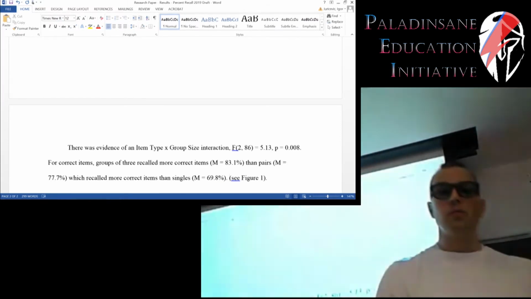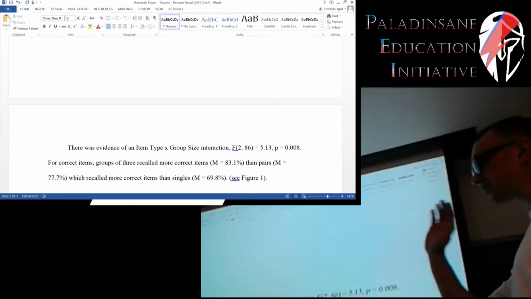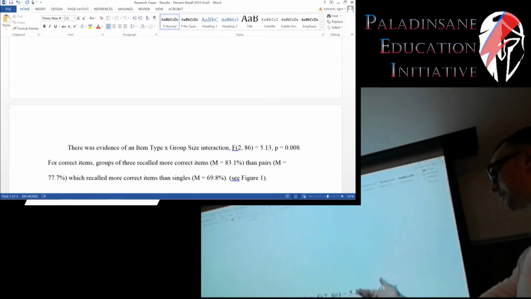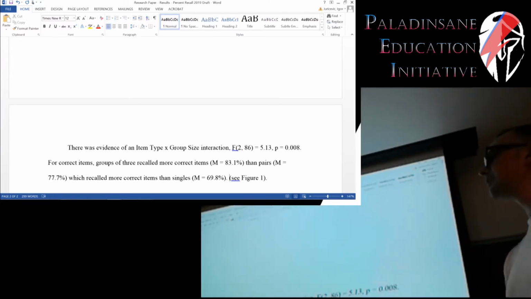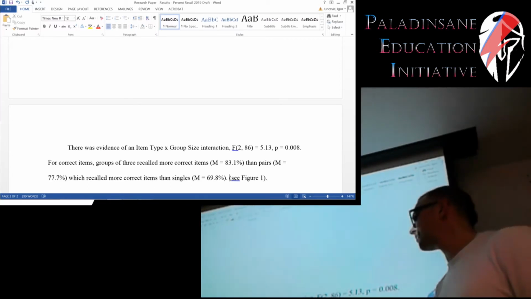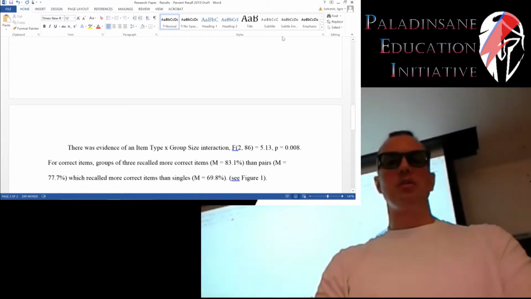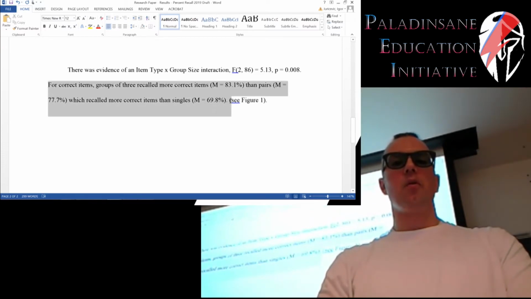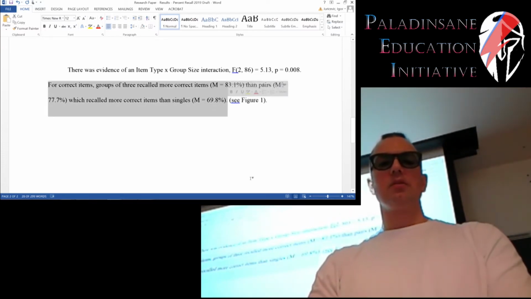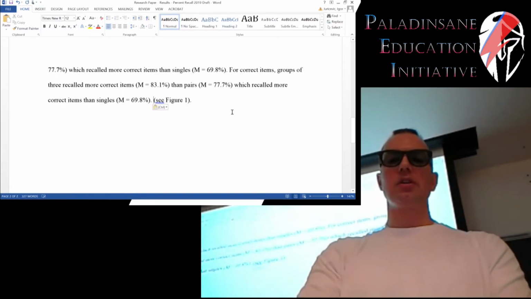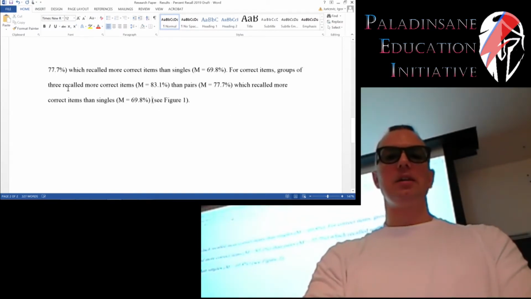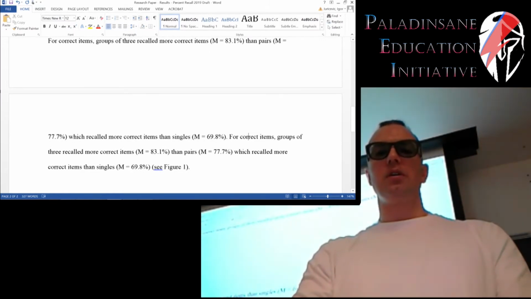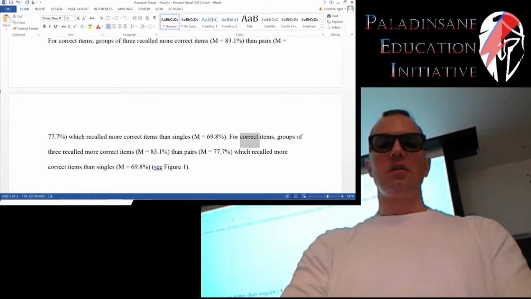All right, so we have for correct items, groups of 3 recalled more correct items, 83.1%. Then pairs, 77.7%, which recalled more correct items. And then singles, 69.8%. So we're going to want to do this for critical items as well. So we are going to take advantage of that parallel structure and basically copy and paste it and change what we need to change. So we just finished doing correct items. So now we can do critical.